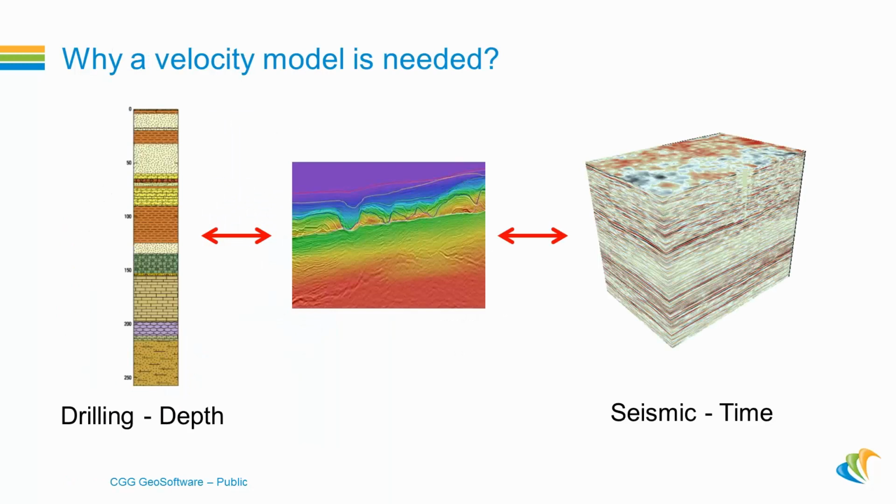Which is the problem that we commonly have when we are interpreting? The drilling is in depth. All the information that we are getting from the wells is in depth, and the seismic information is normally recorded and interpreted in time, and we need to establish a link between those two domains. The way to do that is creating a velocity model, and then we have the option to depth convert information from one domain to the other.